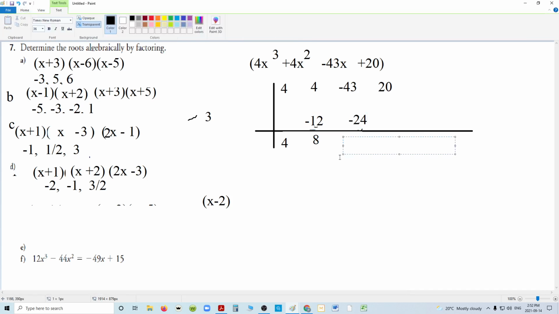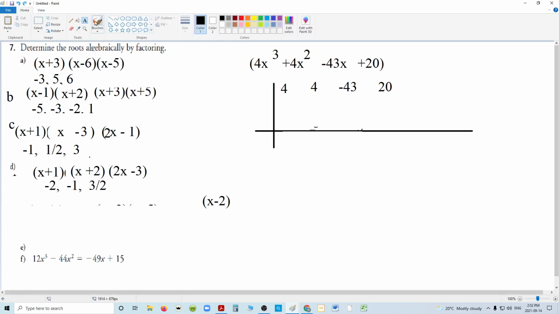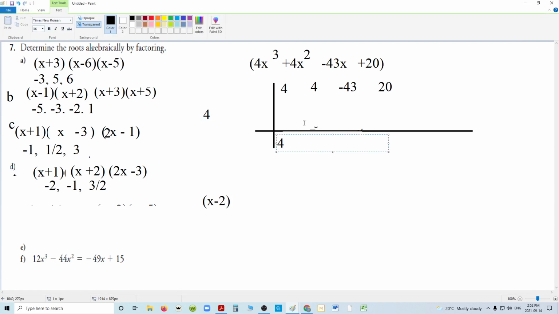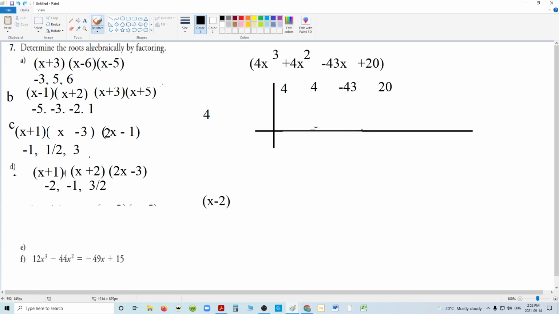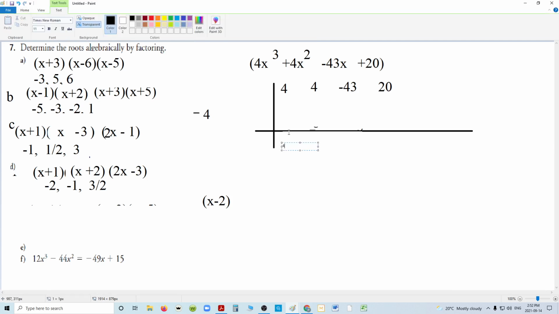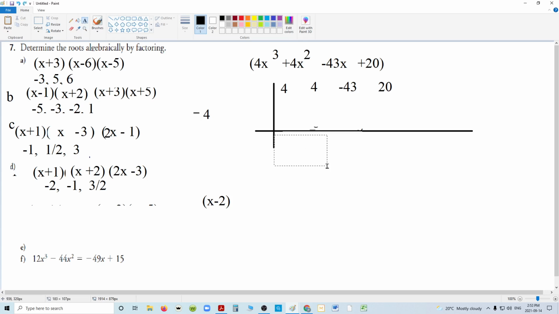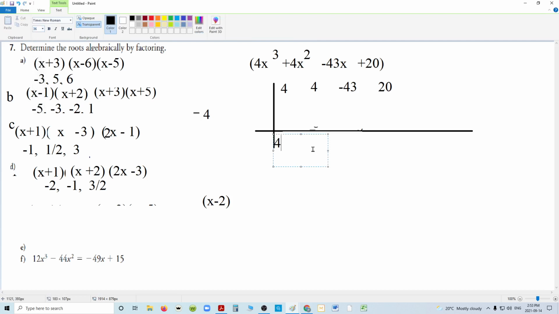Nope. 4. Nope. Try minus 4. I don't have much hope here. So they're giving us some difficult ones in the end here. Maybe I screwed something up too.